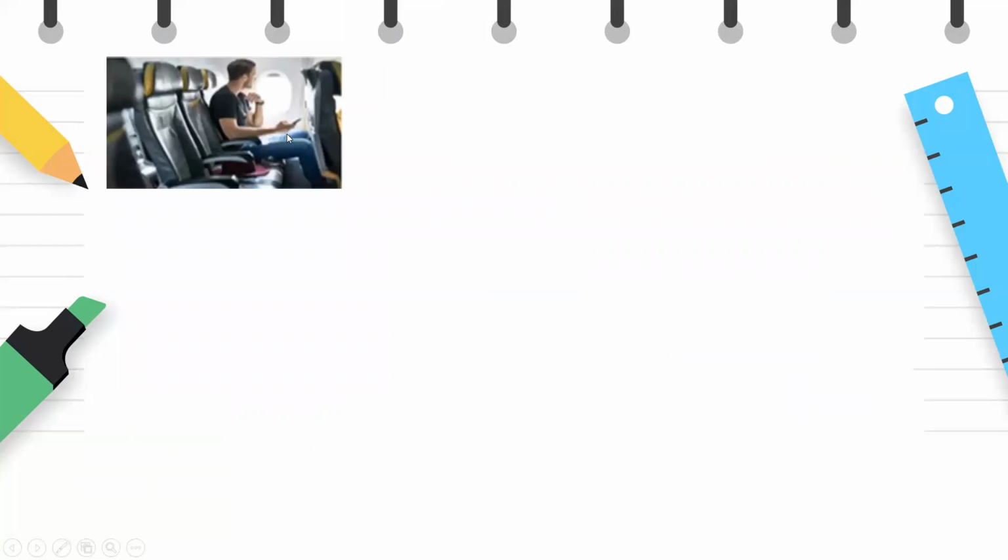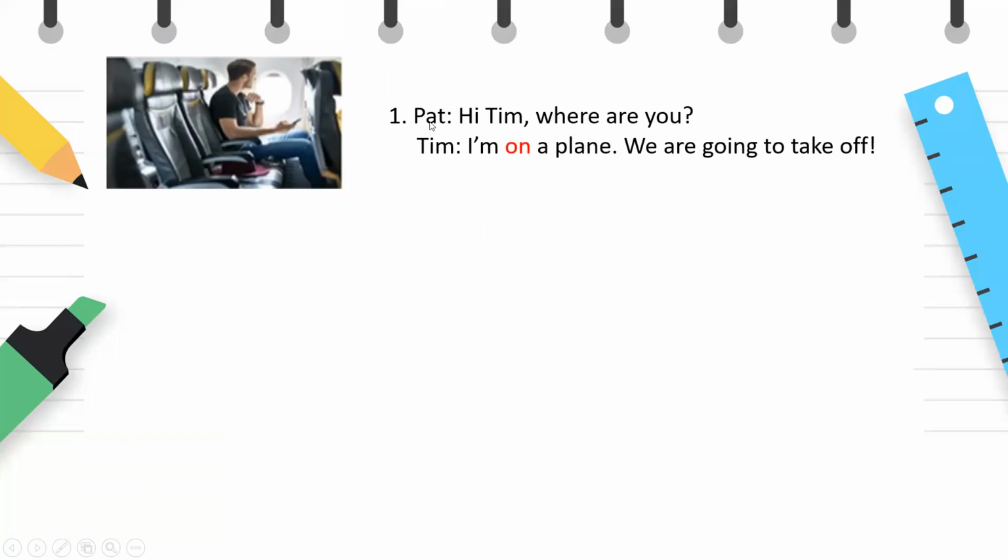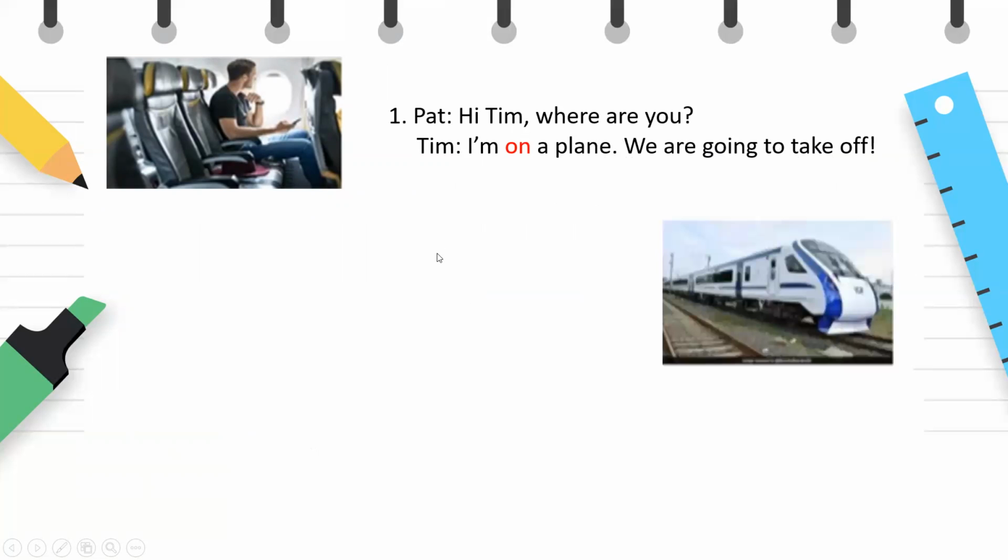Let's look at the examples. Number 1. Pat: Hi, Tim. Where are you? Tim: I'm on a plane. We are going to take off. Number 2. Jim is on the train. He is going to Vietnam.